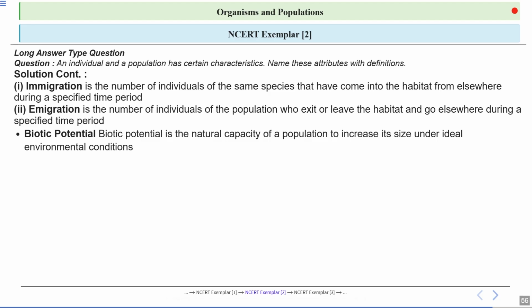Let's talk about the biotic potential. The biotic potential is the maximum growth rate a population can achieve under perfect conditions. Perfect conditions mean there is plenty of food and space, and there is no predation or disease. So think of it as a population's natural ability to grow.